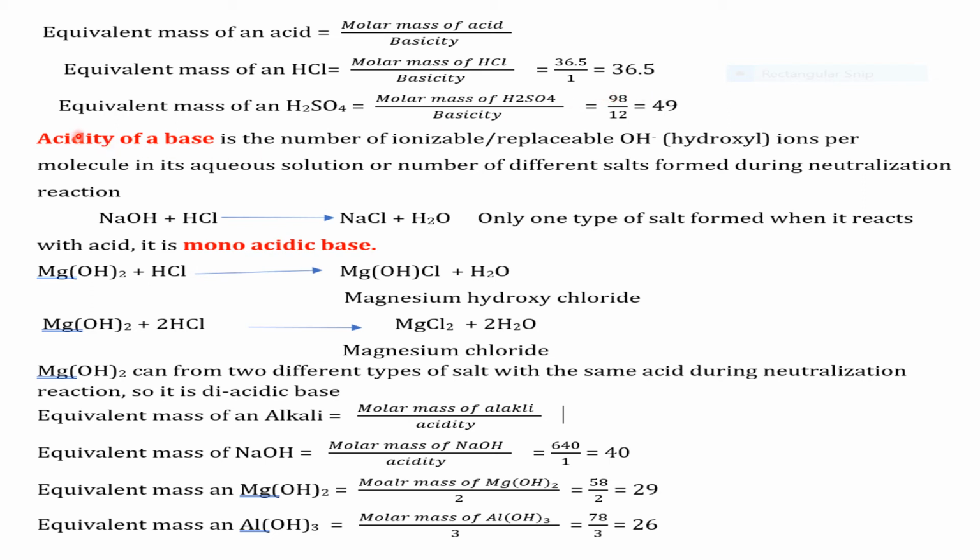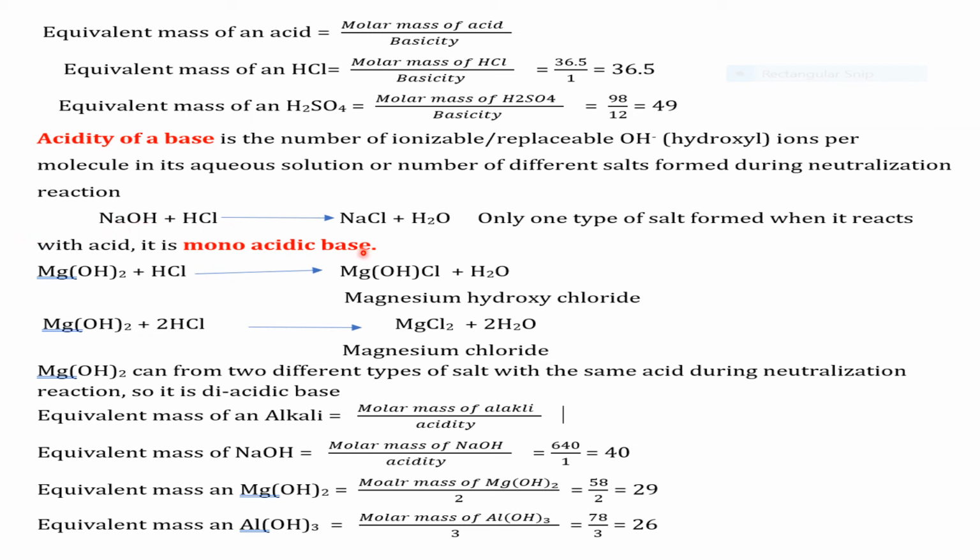So 36.5. Equivalent mass of sulfuric acid H2SO4 is equal to its molar mass 98 by basicity 2, therefore it is 49. Now, acidity of a base. Acidity of a base is the number of ionizable or replaceable hydroxyl ions per molecule in its aqueous solution, or the number of different salts formed during the neutralization. So, acidity of a base can be known by seeing the number of replaceable OH- ions, whereas basicity of an acid can be obtained by the number of replaceable H+ ions per molecule.